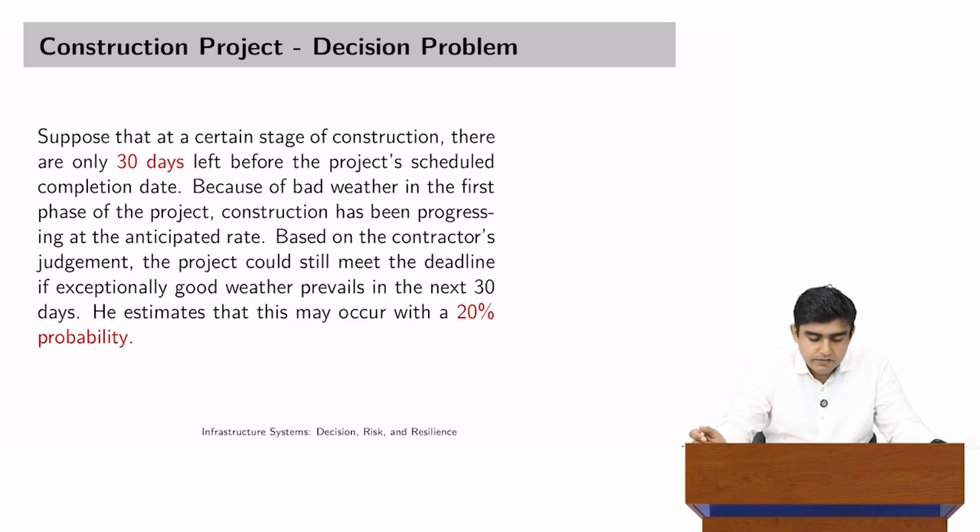It says that this is a decision problem for a construction project. Suppose there is a site where some construction is going on. However, the contractor now only has 30 days left before the project's scheduled completion date. In the next 30 days, anything can happen. That is, weather can be good, it could be bad, or it could be excellent.